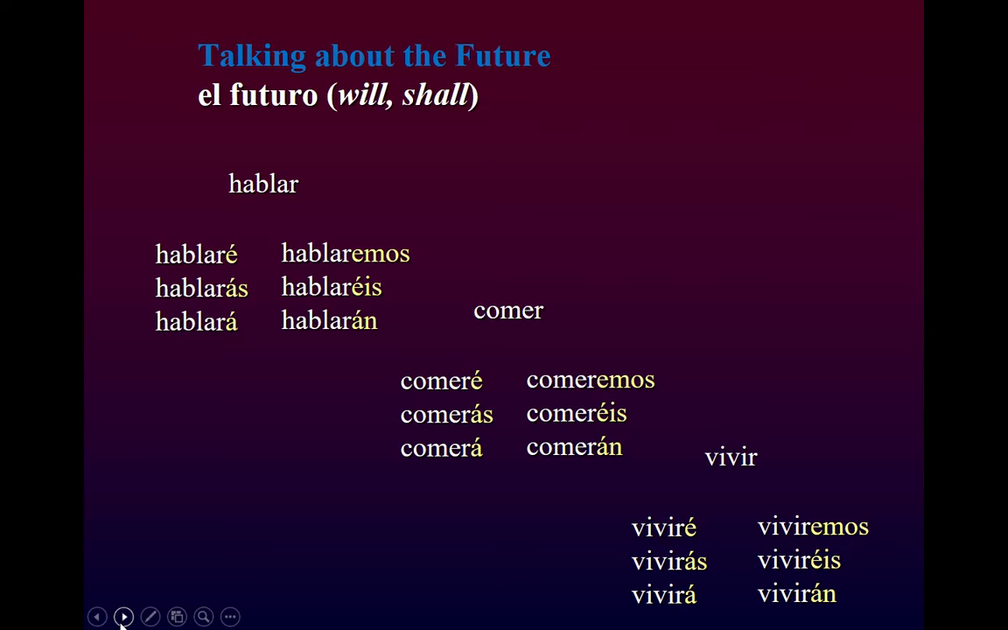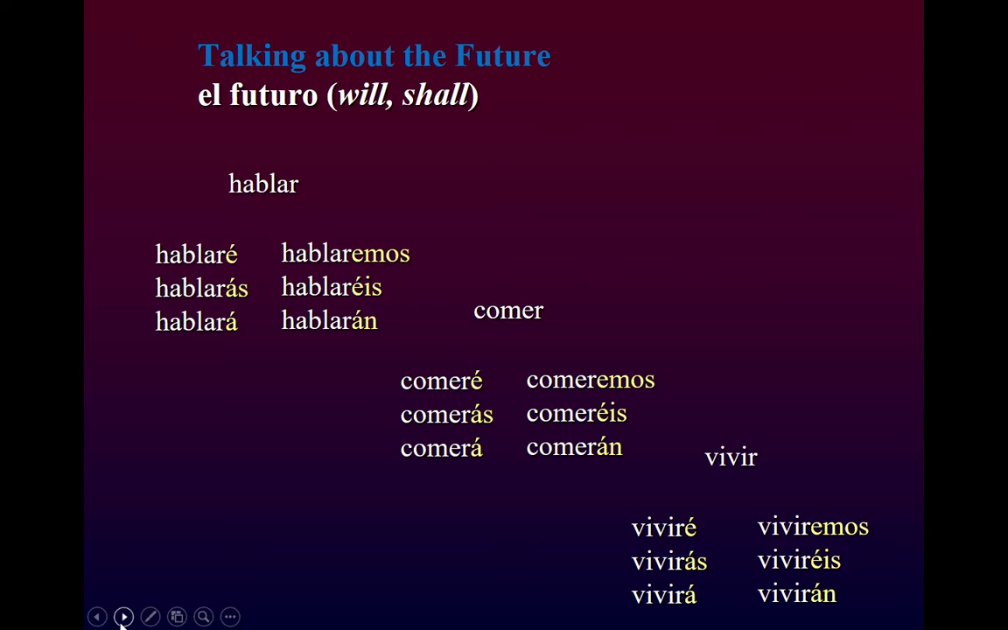El futuro, the future, is formed in English by using the word will or shall. So I will go or I shall go. Will, of course, in English is an extra word that we have to add in to our verb phrase in order to create future. So I will work tomorrow. I will visit Ecuador next summer. Whatever, we have to put in the word will to make future.